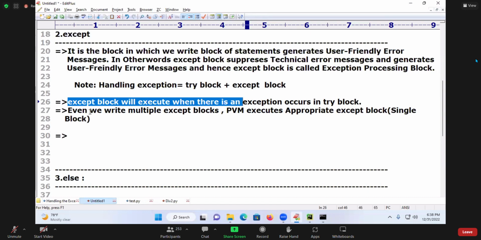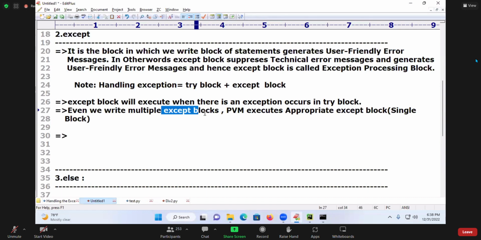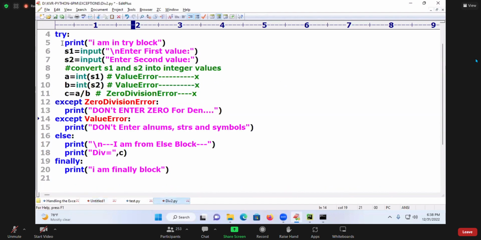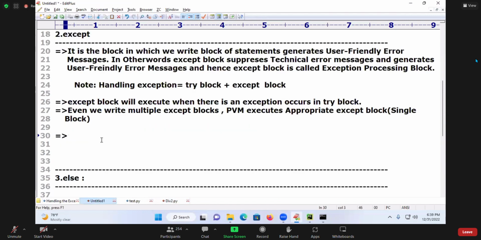This is one thing. So its purpose, when it is written, what will be the case of the number of except blocks and when it is executed. And next part I am going to write. Except block written after when, it is an important point here. The place of writing except block is after which block? Try, and before which block? Else. So except block is to be written after try block and before else block.